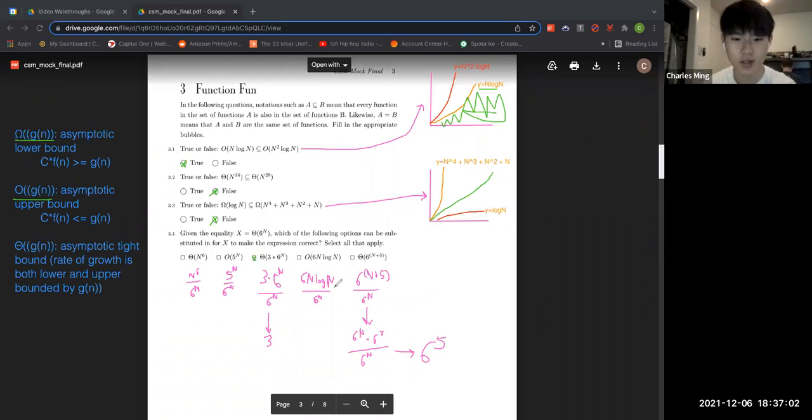Moving on, choice 4 does not differ by a constant, but choice 5 does. Using exponent properties, we can factor out the 6 to the 5th. And so it differs by 6 to the 5th, which is a constant. And so we select that. And that's the walkthrough for question 3.